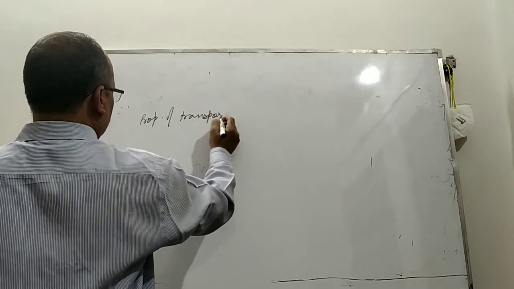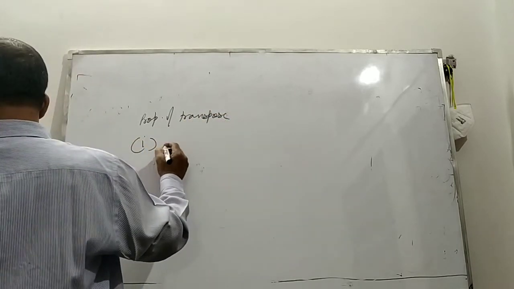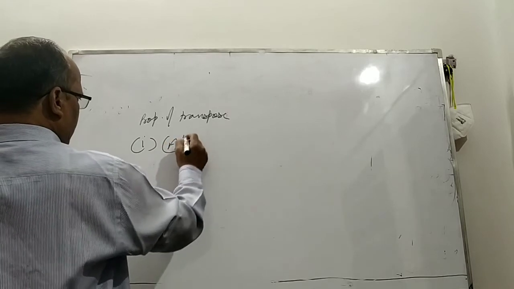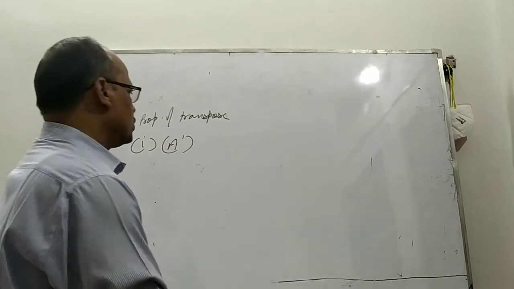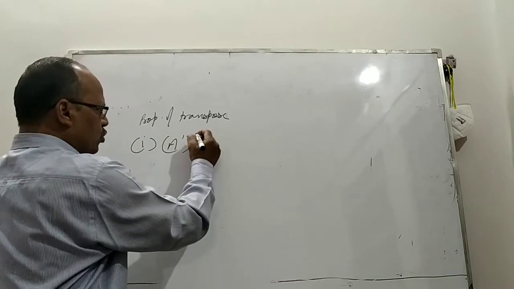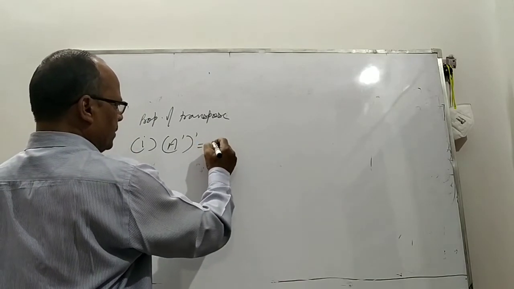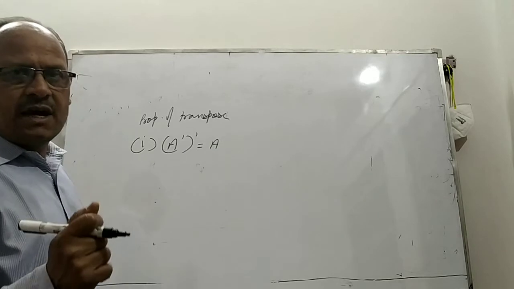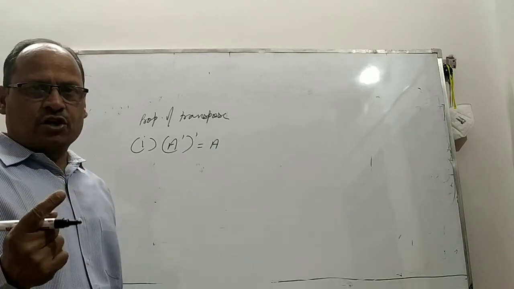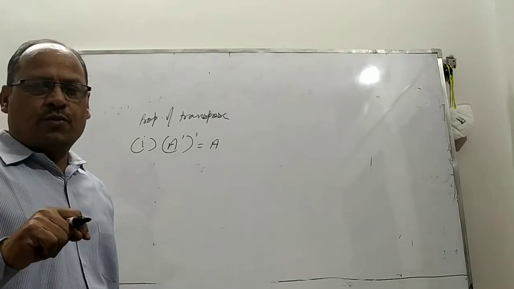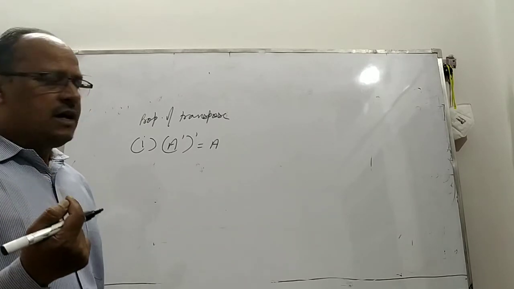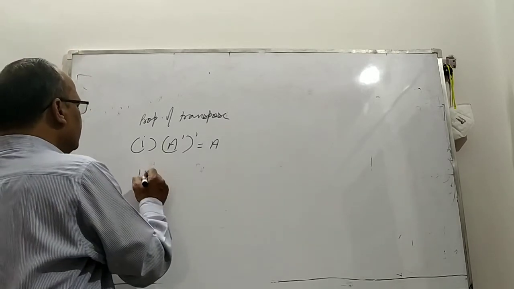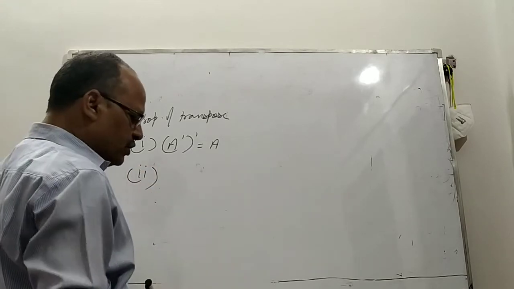Property of transpose. What is the first? A matrix is given. It is transposed one time. Any matrix is given. It is transposed one time. Again, you are transposing this. It will be equal to A. A matrix is given, suppose of 2 cross 3. We will transpose it, what will come? 3 cross 2. Then transposing again, what will come? 2 cross 3. Clear?